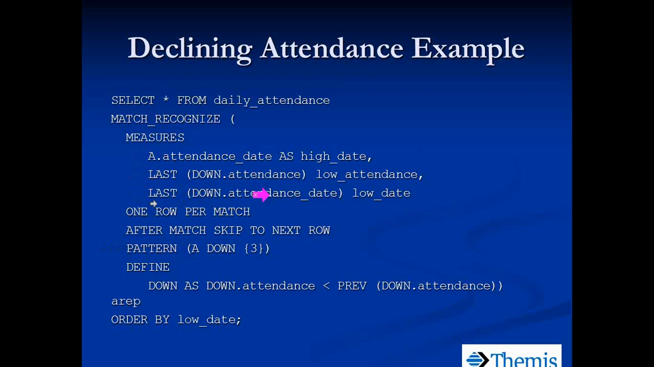display, then do that. All right, followed by that, I'm going to tell it, so I want to do one row per match or all rows per match. And once I'm done matching, in other words, once I find three declining attendance days, what do you want me to, how should I proceed from there? In other words, with the next row. So after match, skip to next row in this case. There are a lot of different things that you could do after match. You'll see a few of them in these examples.